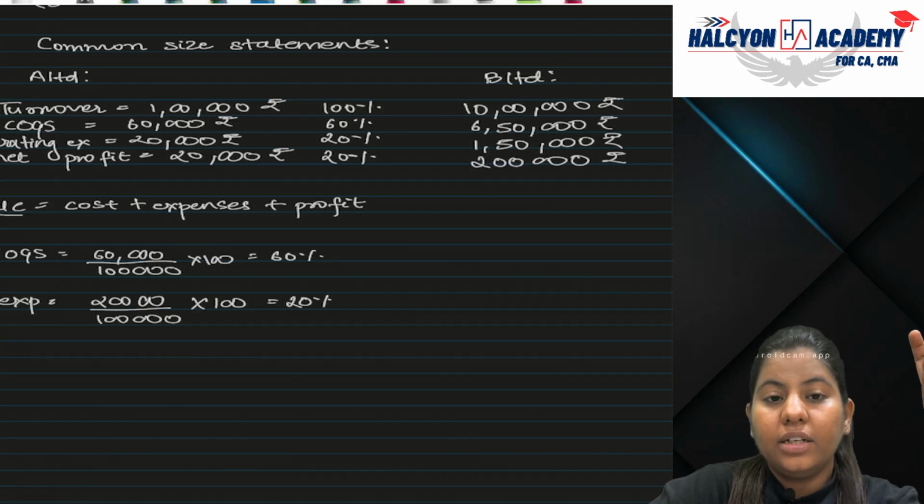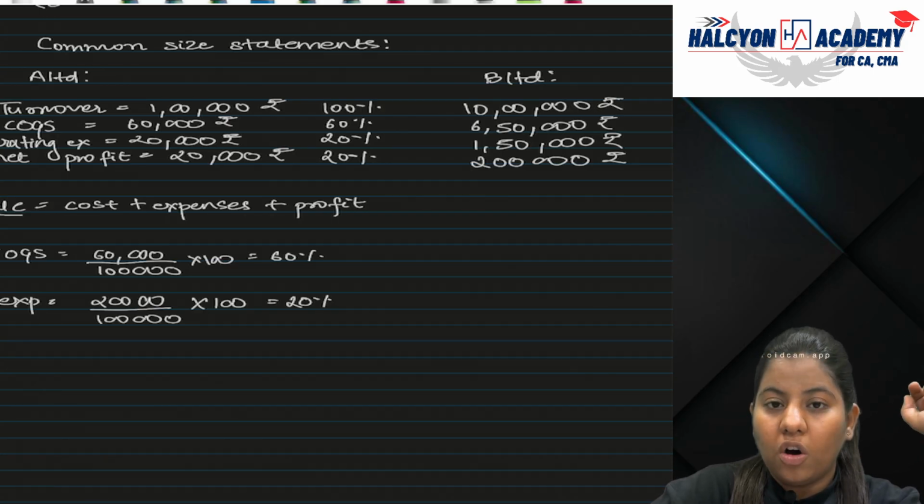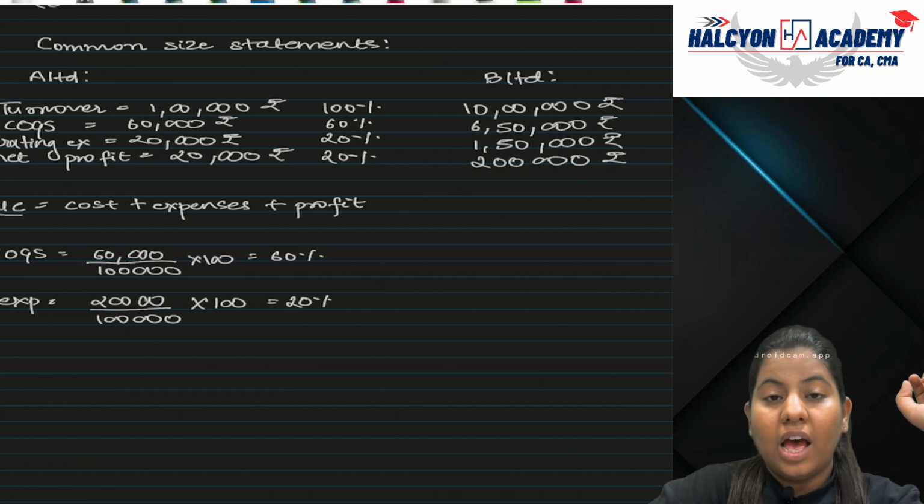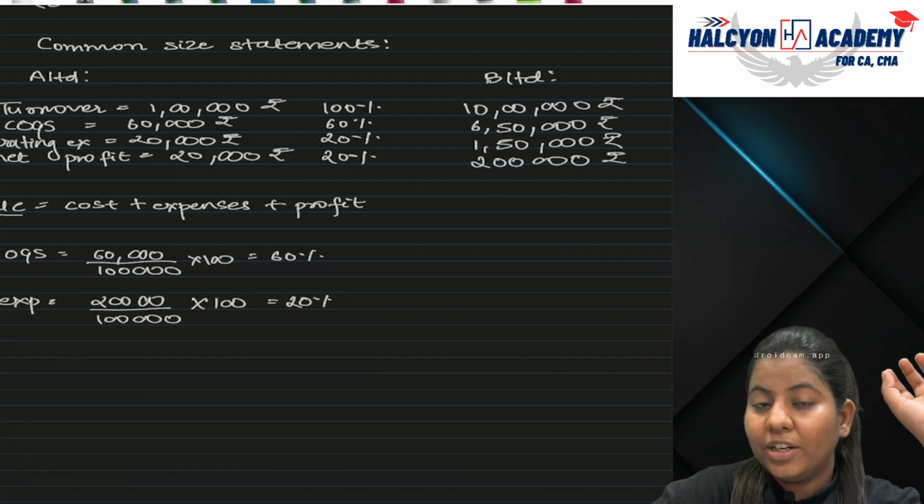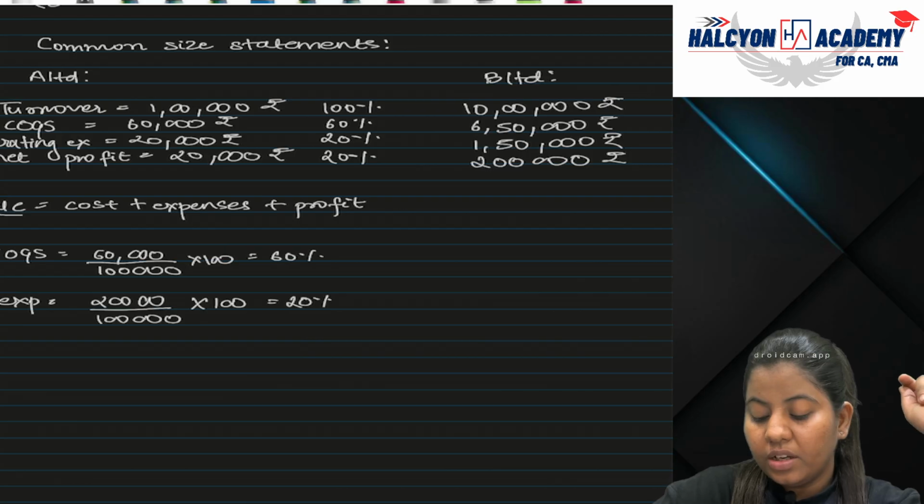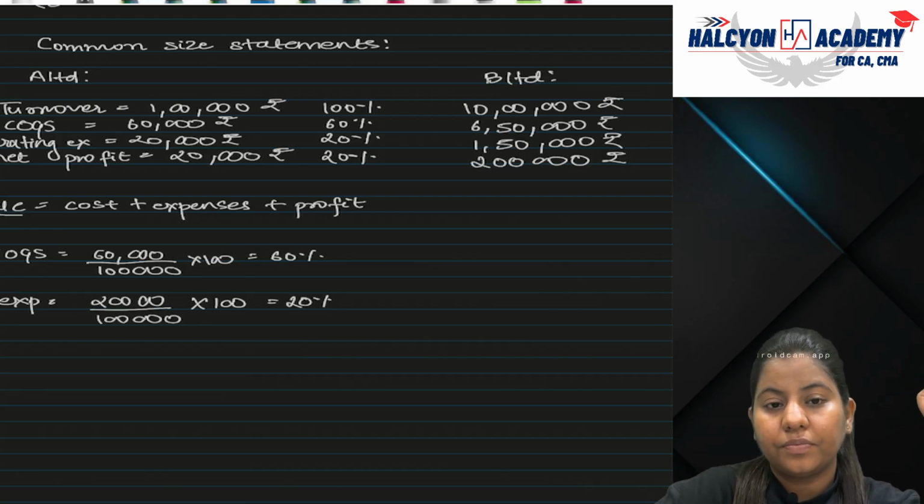Can we say that B Limited is better than A Limited because B Limited has more profit? B Limited has 2 lakh rupees and A Limited only has 20,000 as profit. If we compare 20,000 and 2 lakh, obviously 2 lakh is better. So B Limited is better than A Limited. Can you say that?